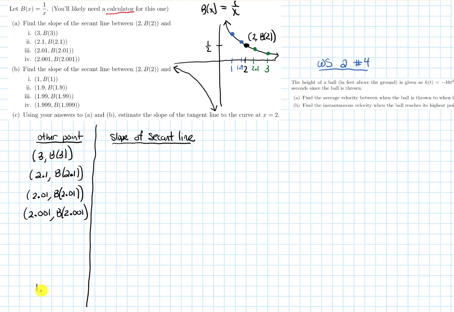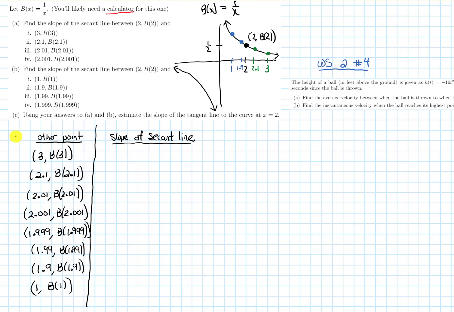I'm going to write (1, b(1)) at the bottom here, because as I move up, I want to do things that are closer and closer to 2, just so I can see it kind of sequentially. All right, so above that, I'll do (1.9, b(1.9)). So getting closer to 2. And then (1.99, b(1.99)). So far, I'm just organizing my work a little bit. And then I'll do (1.999, b(1.999)).